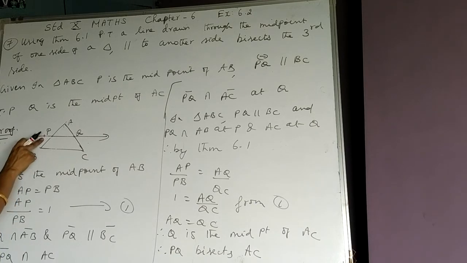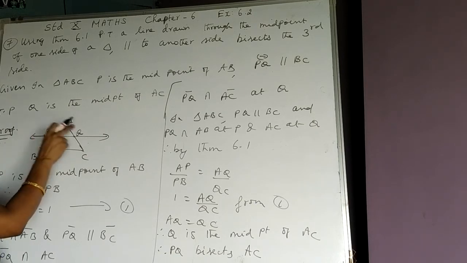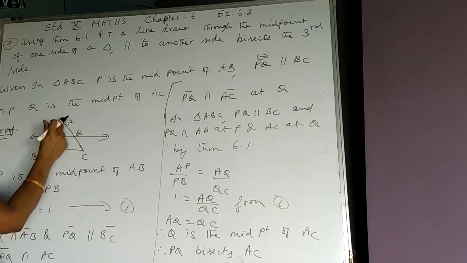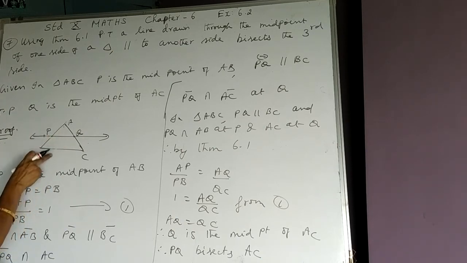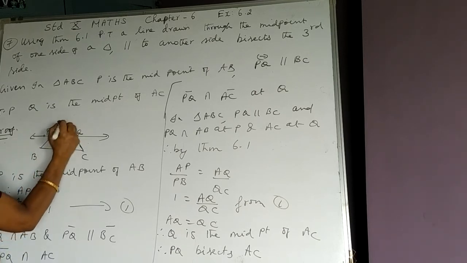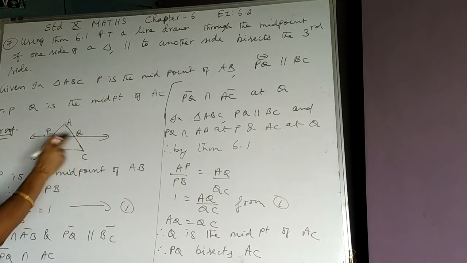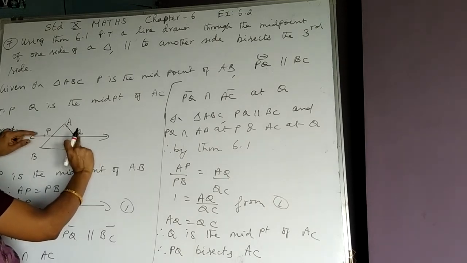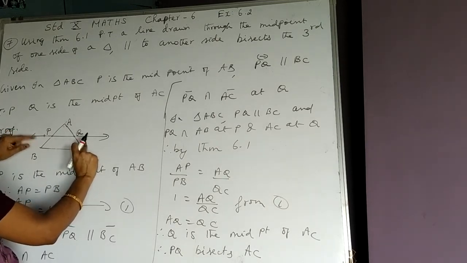Any line intersecting one side of the triangle will intersect one more side, but it cannot intersect the third side. So this line intersects AB at P. It cannot intersect BC because it is drawn parallel. Therefore, definitely PQ will intersect AC. Let the point of intersection be Q. So this line is drawn parallel to BC. It intersects two sides of the triangle. Therefore, theorem 6.1 can be used here.